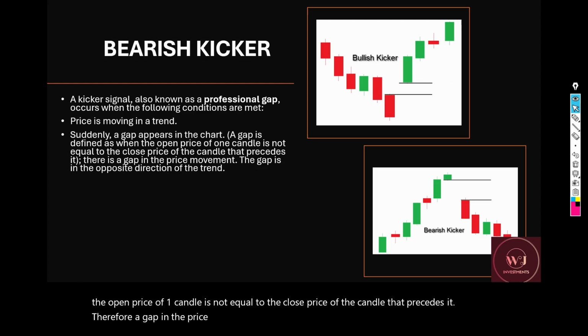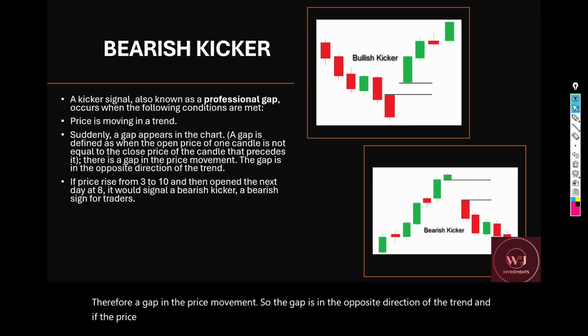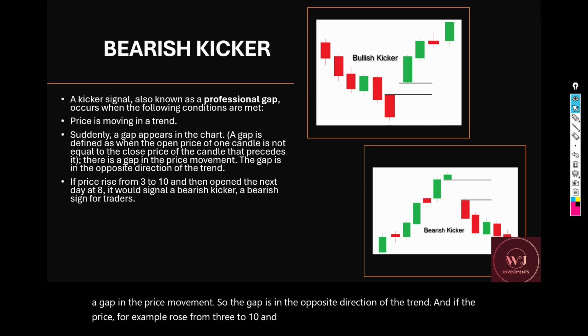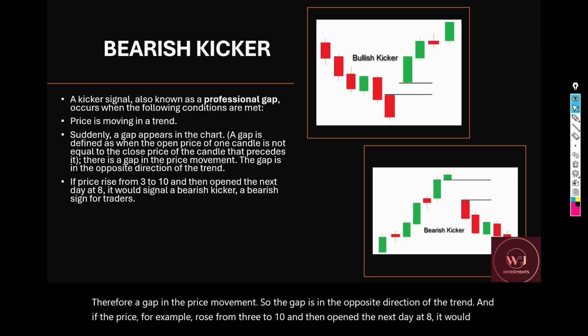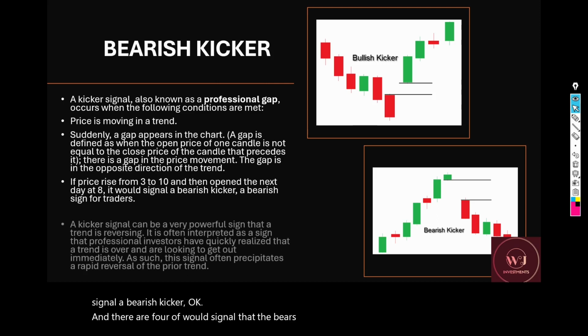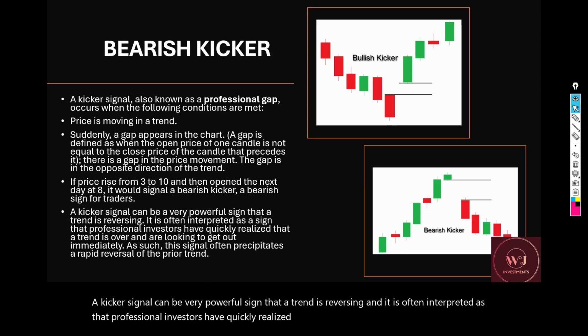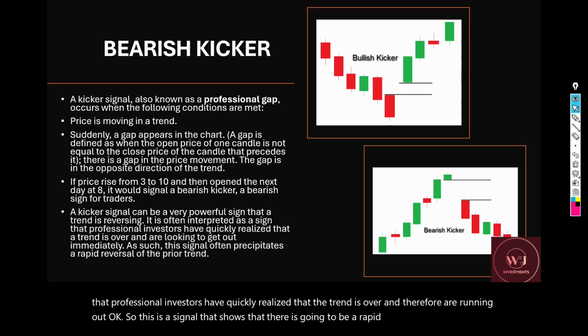So the gap is in the opposite direction of the trend. And if the price, for example, rose from 3 to 10 and then opened the next day at 8, it would signal a bearish kicker. Okay? And therefore a good signal that the bears have taken control. A kicker signal can be very powerful, saying that a trend is reversing, and it is often interpreted as professional investors having quickly realized that the trend is over and running out. So this is a signal that shows that there is going to be a rapid reversal within the current trend.